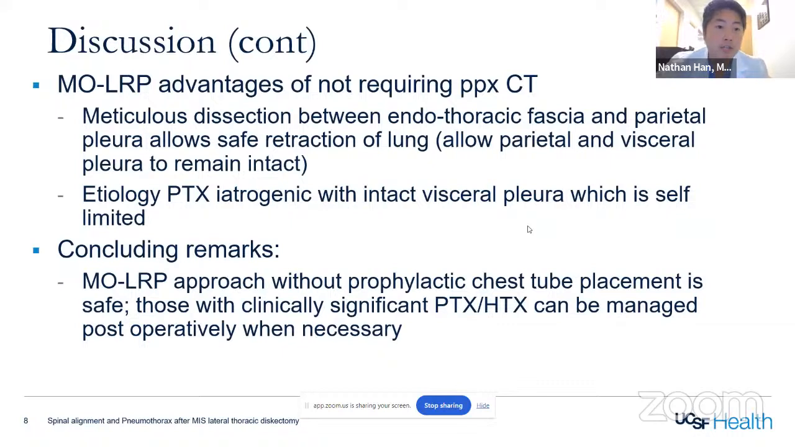The advantage of the lateral thoracic discectomy is that you're able to meticulously dissect between the endothoracic fascia and parietal pleura to safely retract the lung, and the etiology of the iatrogenic pneumothorax with an intact visceral pleura is usually self-limited. So in conclusion, this approach does not really require prophylactic chest tube placement, and it is safe. And those who have clinically significant pneumothorax or hemothorax can be managed post-operatively when necessary, safely.